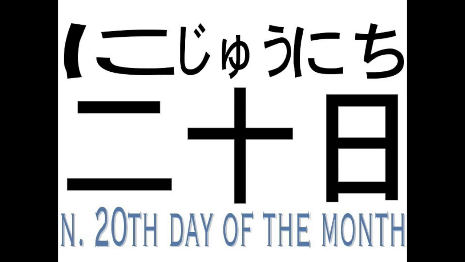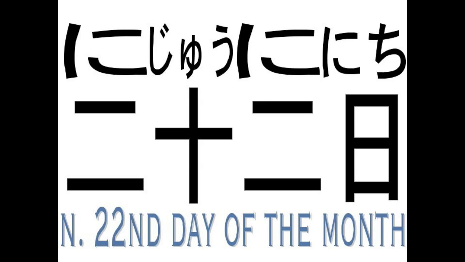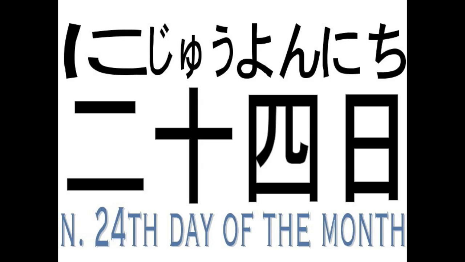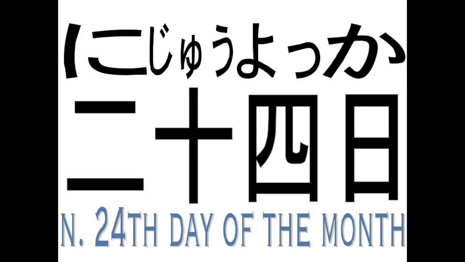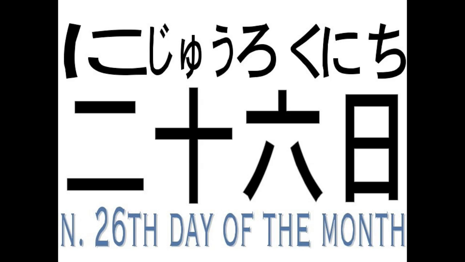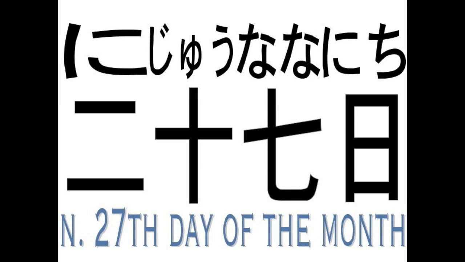The 20th day of the month is Nijinichi. The 21st day of the month is Nijuichinichi. The 22nd day of the month is Nijuninichi. The 23rd day of the month is Nijusanichi. The 24th day of the month is Nijuyonichi or Nijuyokka. The 25th day of the month is Nijugonichi. The 26th day of the month is Nijurokunichi. The 27th day of the month is Nijushichinichi or Nijunananichi.